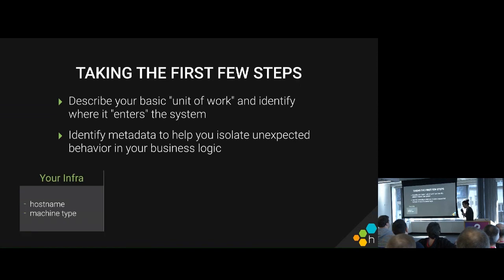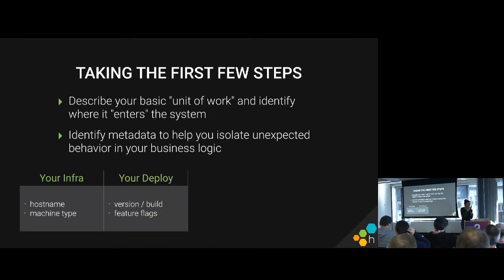This is things like, where is the code running? Okay, this one host is a T2 micro and everything is a beefy machine. Okay, this one machine is having a problem. It's what code is actually deployed. What is the build? Which feature flags are enabled? What version of code is running? Because it's sure not master.